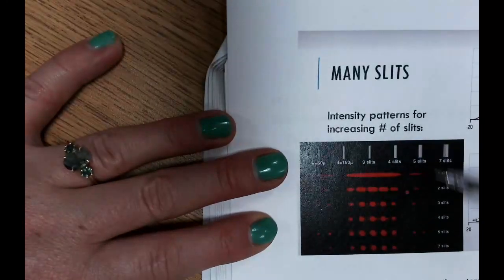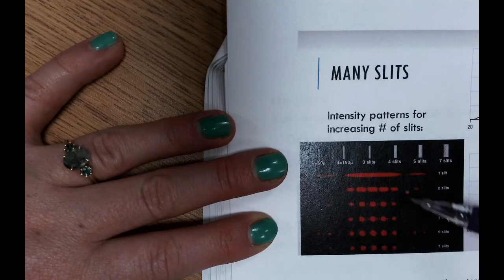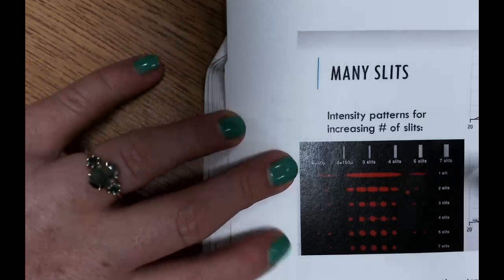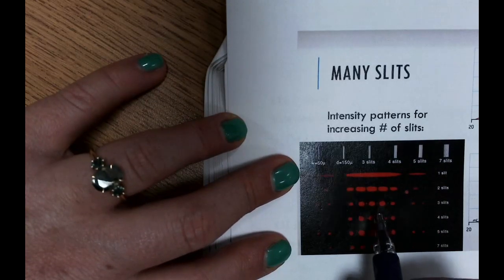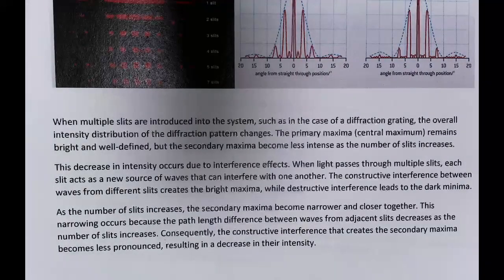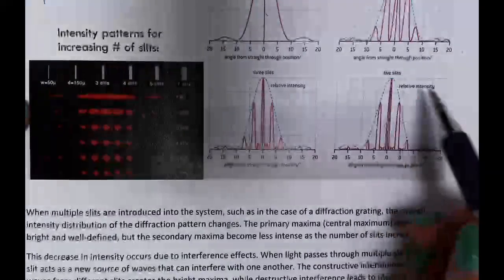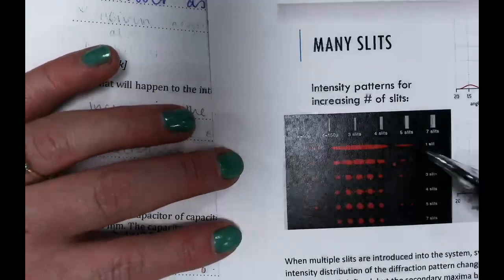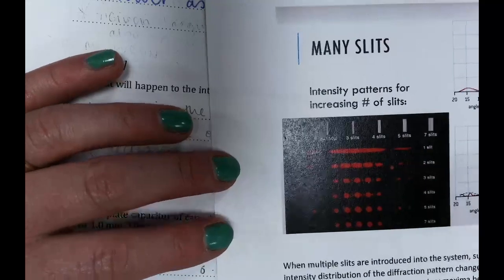Is that a bit clearer there, down there? As we add more slits. So you can see we've got our primary maxima from our single slit modulation over the top, but within there we've got secondary maxima. So you can see, if you look super closely, we've got primary, secondary maxima within there. And then I've added a little description for you, and we're going to add this into your folder. So, when multiple slits are introduced into the system, such as in the case of a diffraction grating, the overall intensity distribution, so what the intensity looks like where, due to the interference effects, changes. So, the primary maxima remains bright and well defined, but secondary maxima become less intense as the number of slits increases. So if I pull this down, hopefully that will be a little bit clearer for you to see. So as we move down, our secondary maxima are becoming less well defined because the intensity has dropped.